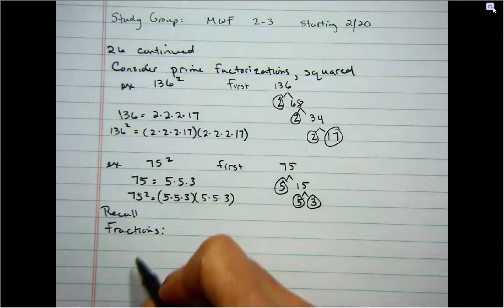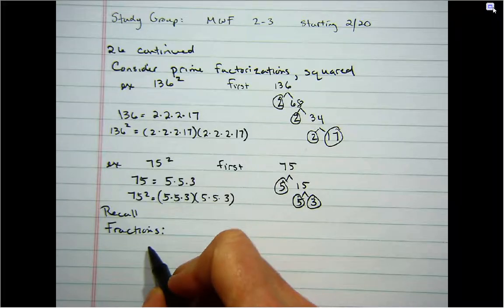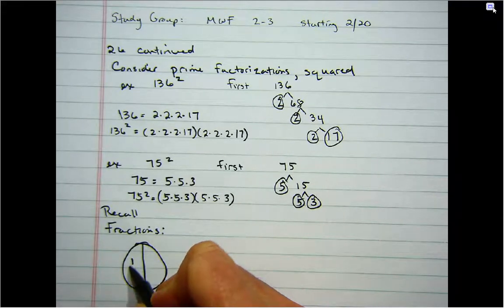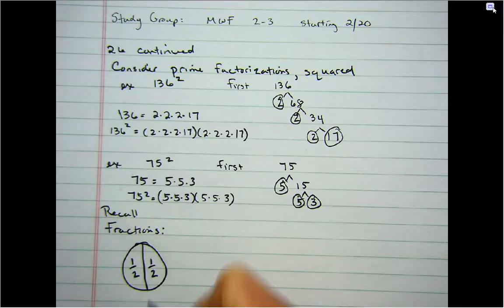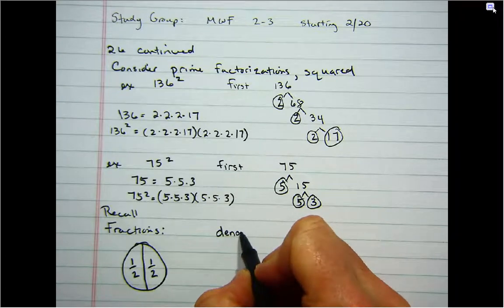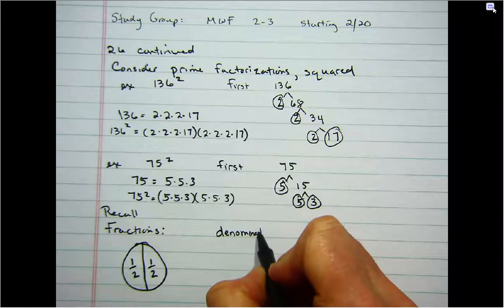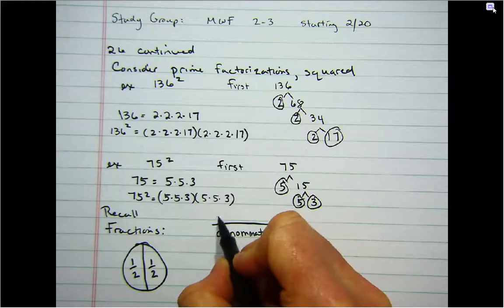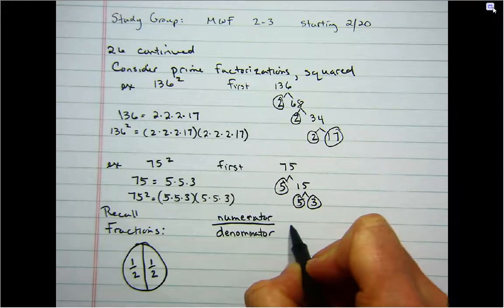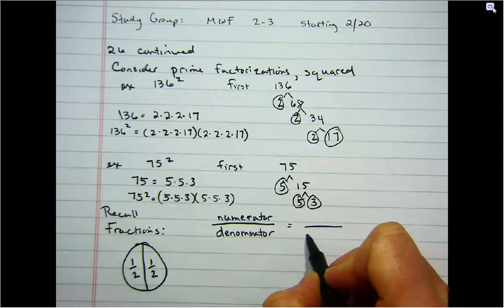So fractions, we can go ahead and think about what they are. If I take one circle and divide it into 2, then I made 2 halves. The denominator, the bottom of the fraction, tells how many pieces you're dividing one thing into. The denominator is on the bottom of the fraction, and the numerator is on the top. You can remember D for denominator, D for down.